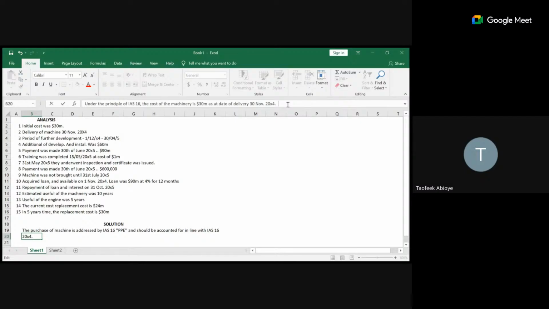So under the principle of IAS 16, we have set the cost. We can now say also the additional costs incurred for development and installation of 60 million, right? $60 million is to be capitalized as part of the cost of the asset.